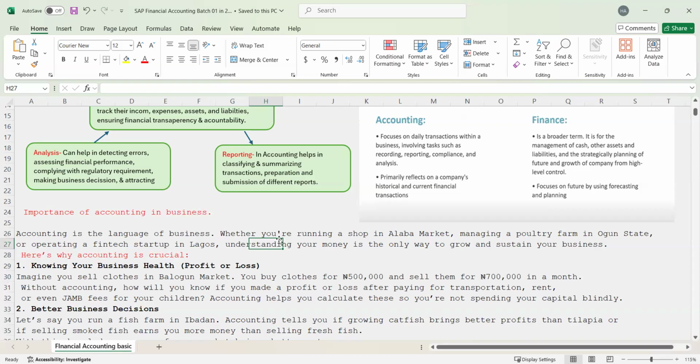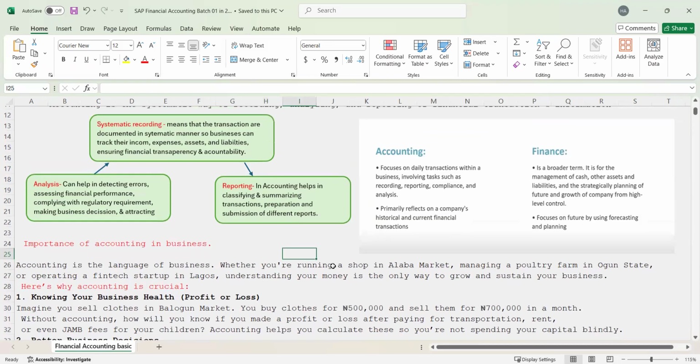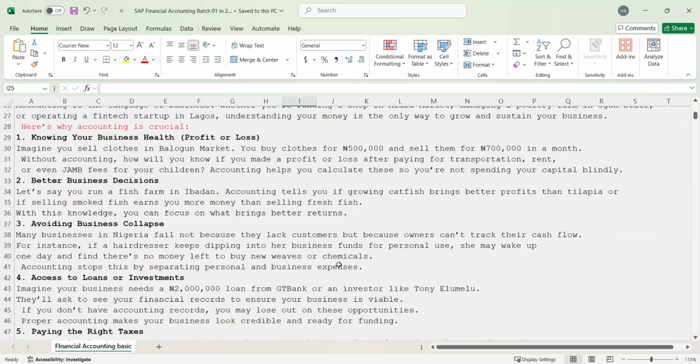So there's this business I am currently running. I don't have a proper book of accounts. I don't record my daily sales or my profits. I don't even know whether I'm making profit or not. So it's currently happening to me actually. Okay, so I hope to improve with this training.